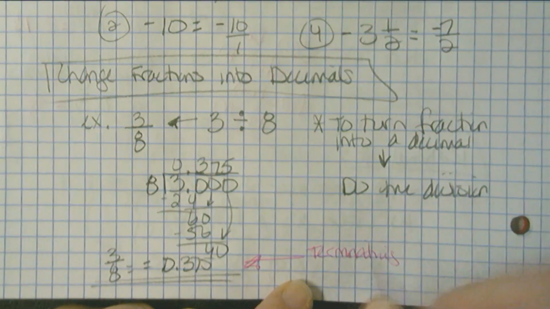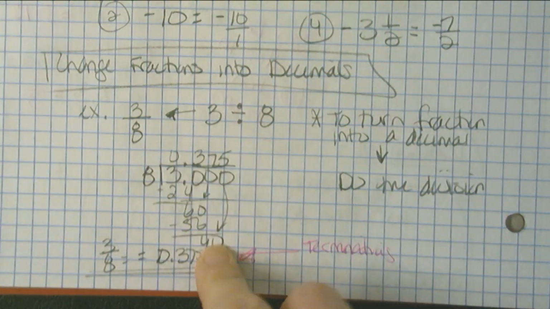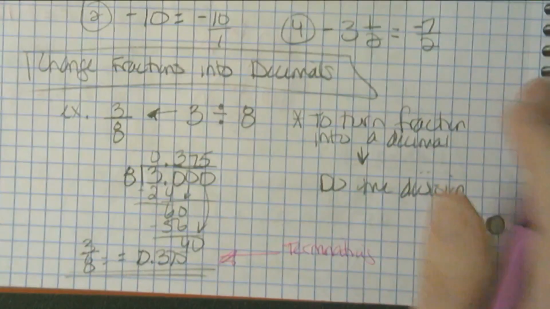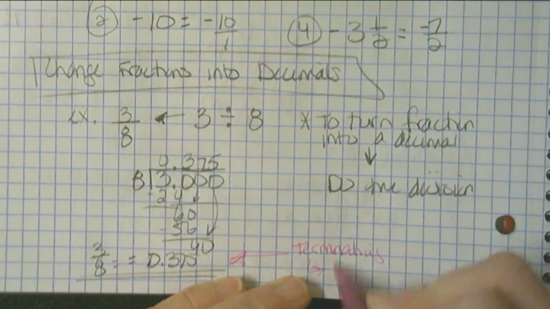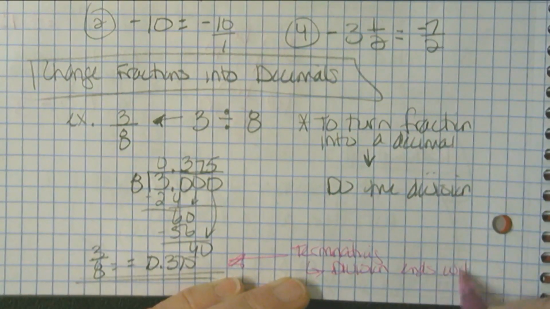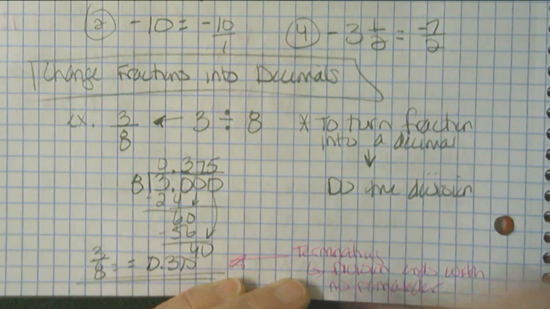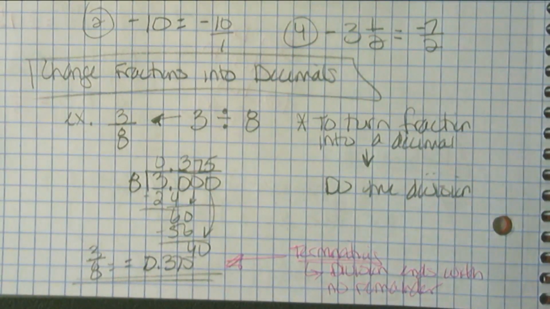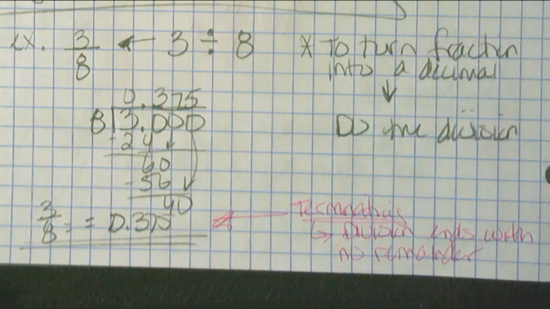Yeah, it ends. I stopped with 40 here. I probably should have kept going and said 5 times 8 is 40, and my remainder is 0. So terminating means that when we do the division, we end up with a remainder of 0. So division ends with no remainder. Technically, that's what terminating means, is that when you do the division, we end with no remainder, or the remainder is 0.